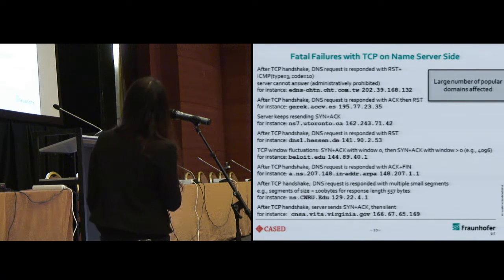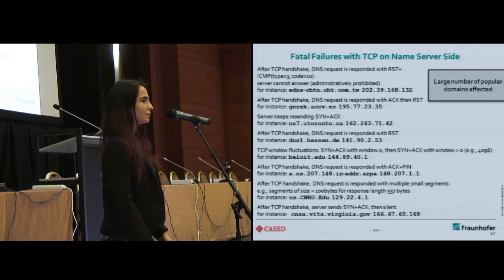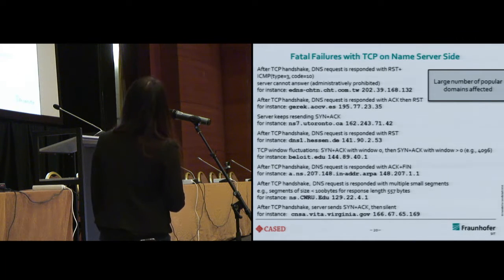So for instance, as you can see, actually one is in Hessen, I'm now in Hessen. After the TCP handshake, the DNS request is responded to with a reset, and you can see this is one of the servers of the state of Hessen in Germany. If there are people from Hessen, please look into that. And many others that are in the Gulf domain and so on.